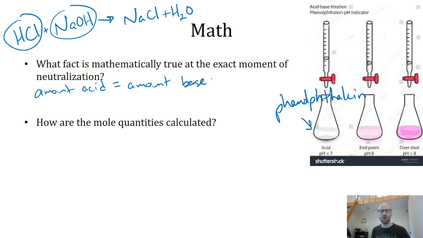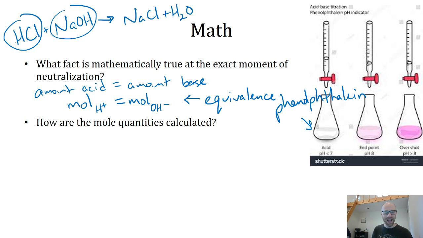But I want to morph that a little bit, because those words are great, they work, but we know a little bit more about what acids and bases are. The word in chemistry for amount is mole, and for acid, the key component of the acid is actually the H+. So we're going to say moles of H+. Similarly, for the base, we're going to say moles of OH-. And at the moment of neutralization in titrations, it's called equivalence: the moles of hydroxide are equal to moles of hydrogen.